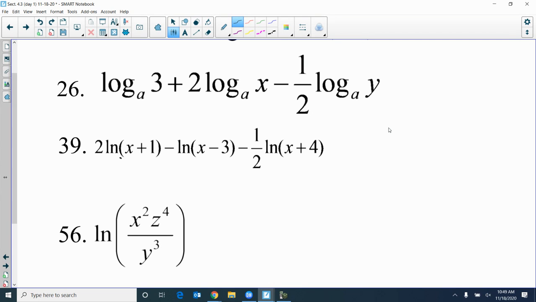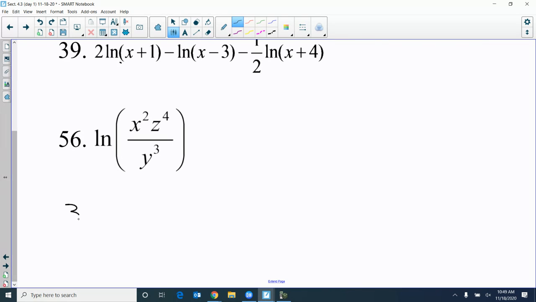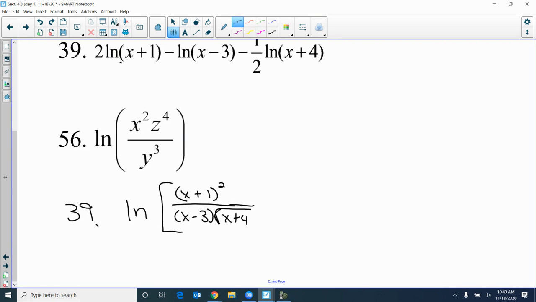All right. So these are the common mistakes. Let me explain them. First one, you okay on? All right, 39. What is the original problem there, Ryan? Natural log of x plus 1 quantity squared over x minus 3, and then the square root of x plus 4.